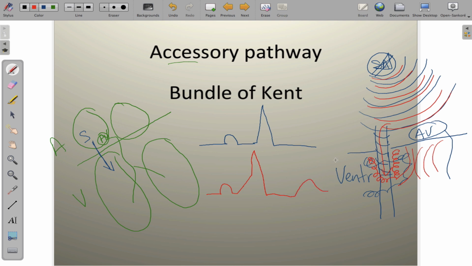So, presence of an accessory pathway on the EKG, namely a bundle of Kent, causes a few things to appear. The first thing to happen is you get a short PR interval. And the reason for a short PR interval is you have an early departure of the QRS complex from baseline because of the early or pre-excitation of the ventricular tissue that surrounds the accessory pathway. So that's the first thing that happens.